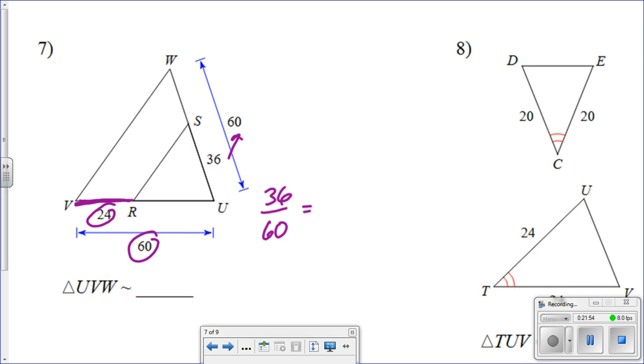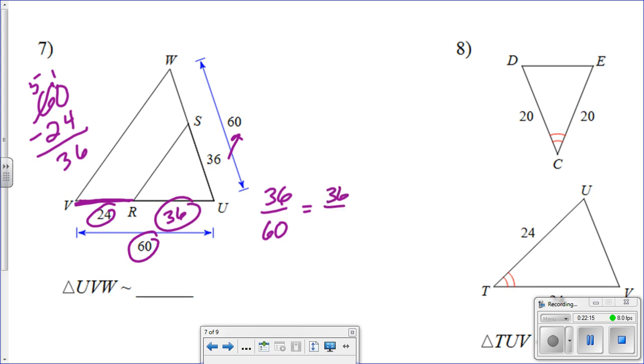So let's see. If this is 24 and this is 60, let's do 60 take away 24. Let's borrow from the 6 and let's make that a 5. So that means this is going to be 36. Oh, so then we've got 36 is to 60. So this 36 corresponds with that 60. 36 to 60, yeah, they are definitely similar. The sides are proportional. These are the same ratios.